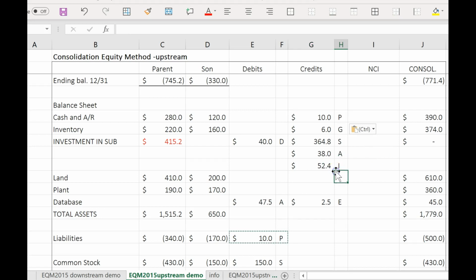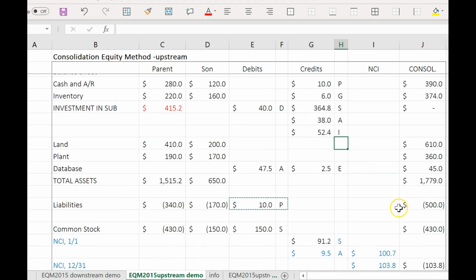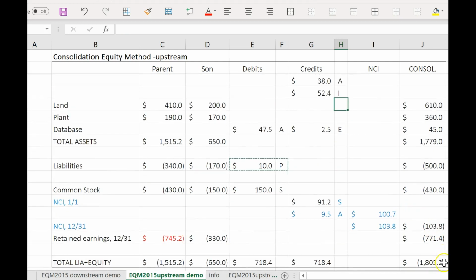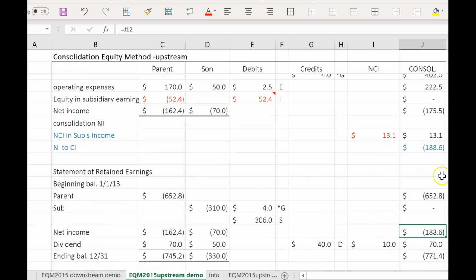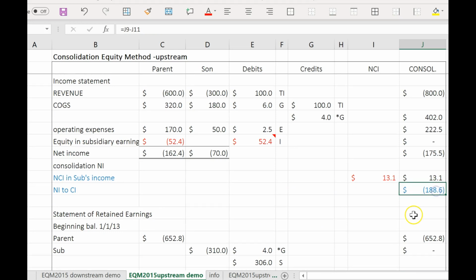Now let's check whether we did things correctly by looking at our total liability and total equity. They are not the same. So I'm going to figure out where I did wrong. I noticed that my retained earnings are different from the parent's number. So I'm going to check my retained earnings at the beginning and ending. My beginning seems correct. My net income is not the same as the parent's, so I'm going to check my net income. My net income is not the same.